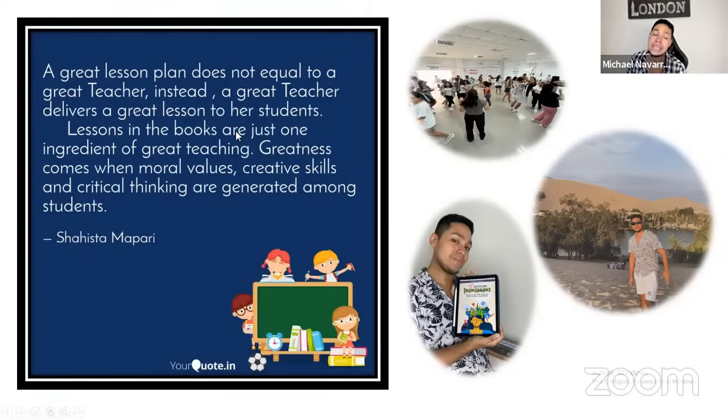So let me read this aloud. A great lesson plan does not equal a great teacher. Instead, a great teacher delivers a great lesson to their students. Lessons in the books are just one ingredient of great teaching. Greatness comes when moral values, creative skills, and critical thinking are generated among students.